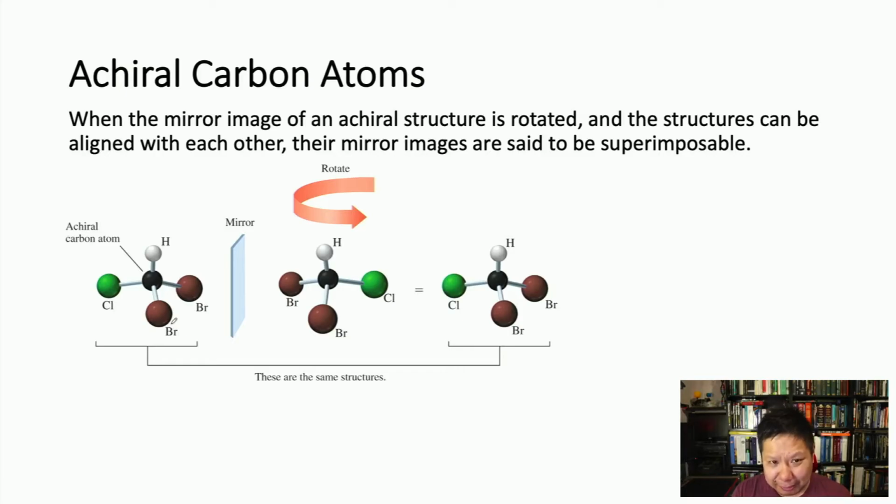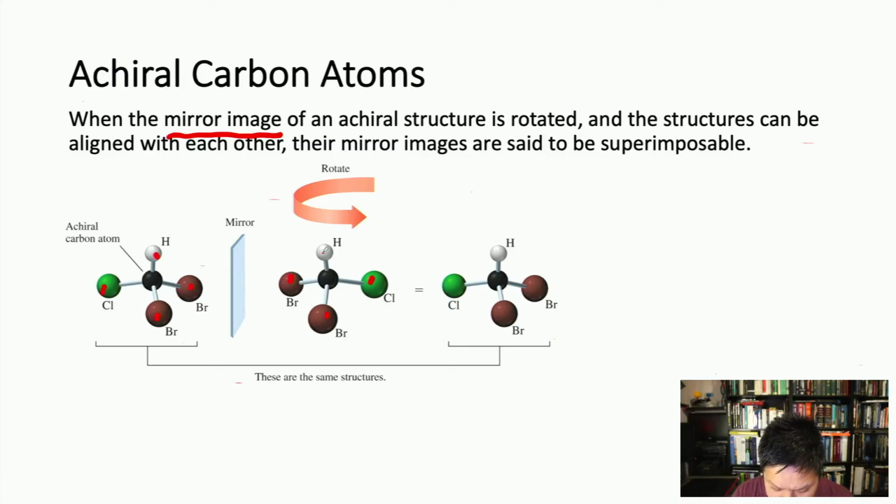So let's talk about achiral carbons then. Achiral carbon atoms have mirror images of each other that are the same. Both of these bromines are on the same side of the carbon, and the chlorines are on the same side. Both hydrogens are pointing out at you.